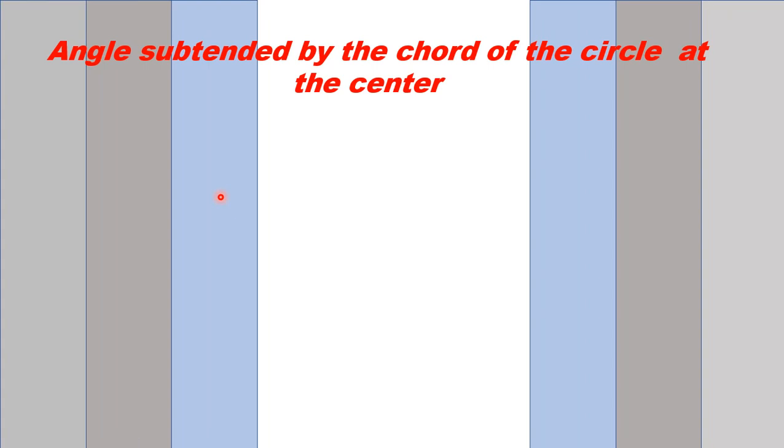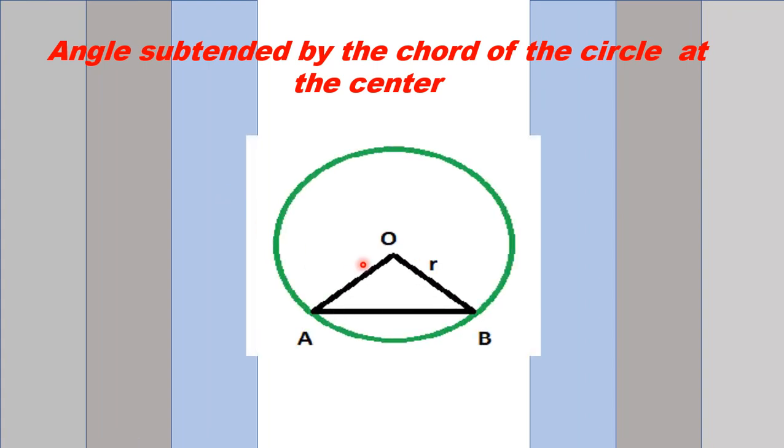Now, the angle subtended by a chord of the circle at the center. In the previous slides we understood the meaning of the angle subtended by an arc at the center and at a point on the boundary of the circle. Now let's talk about the angle subtended by the chord. If we have a chord AB, and both endpoints are joined with the center O, we get an angle AOB. So this angle AOB is called the angle subtended by the chord at the center.